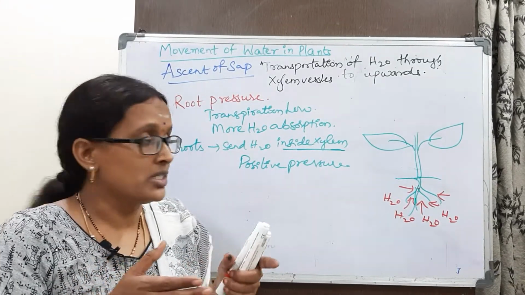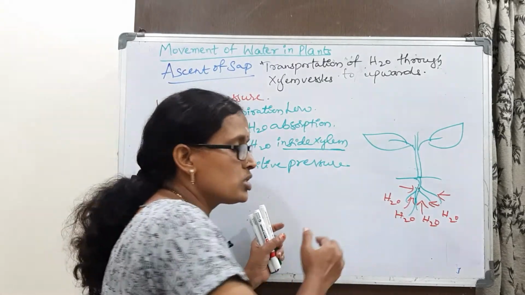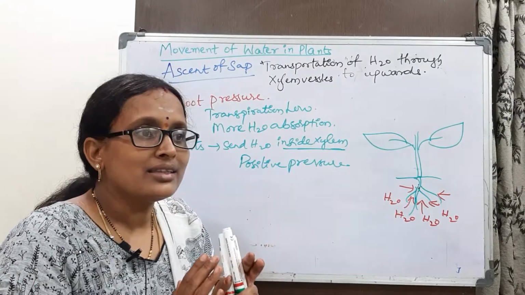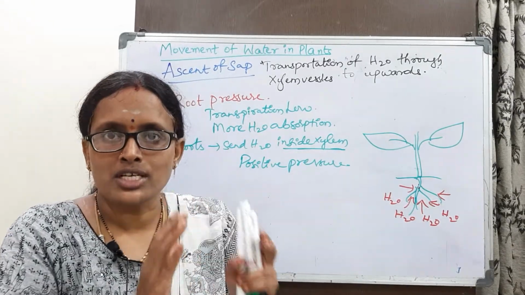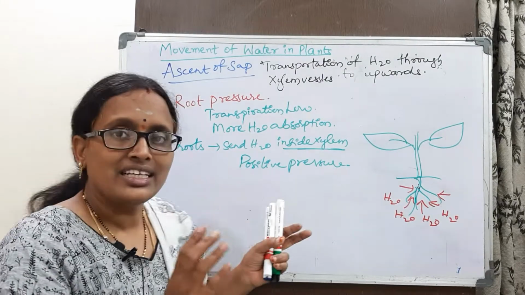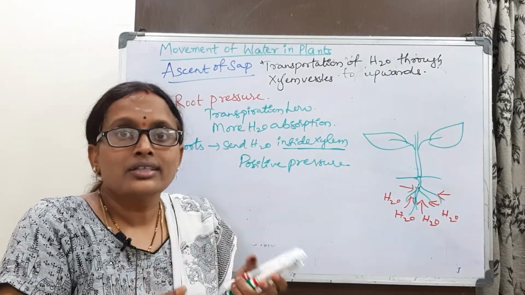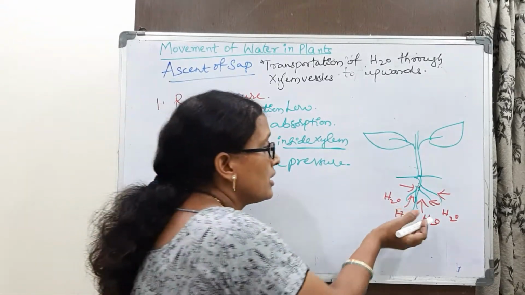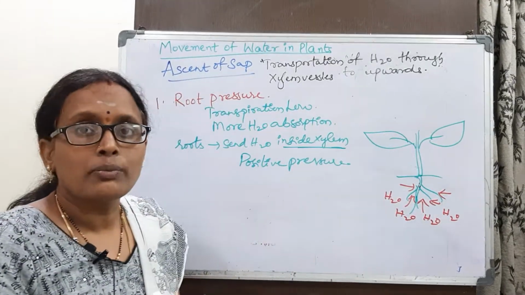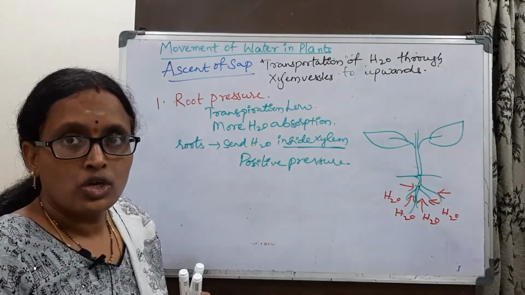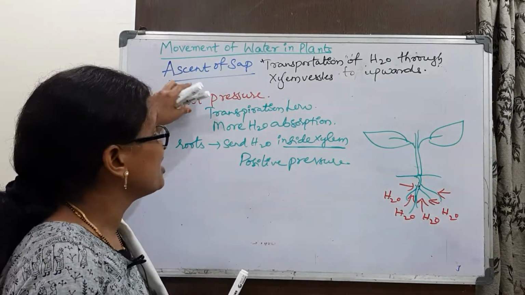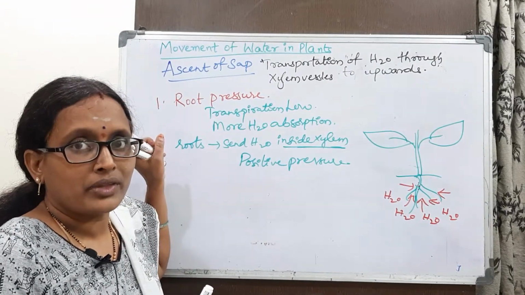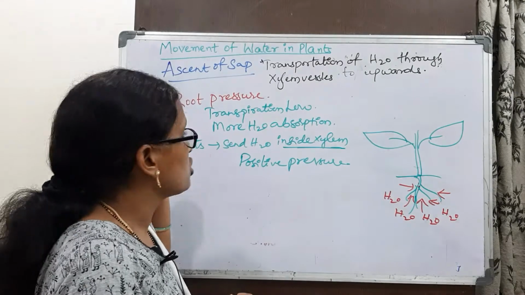Similarly, there are so many roots absorbing water, but that water enters only the xylem vessel. So this entered water creates a pressure, and that pressure helps to push the water. The roots are pushing the water, so that pressure created by the roots is called root pressure. It is a positive pressure.